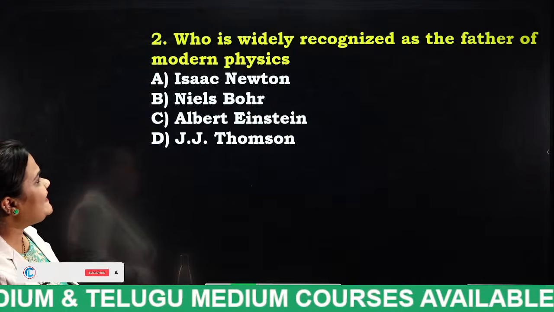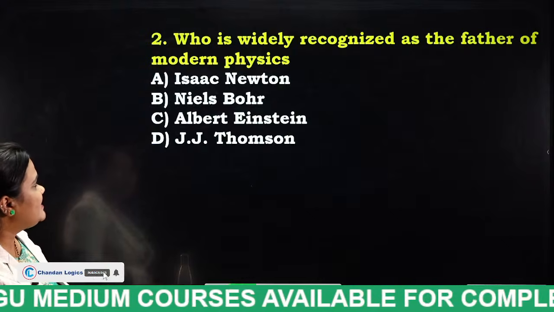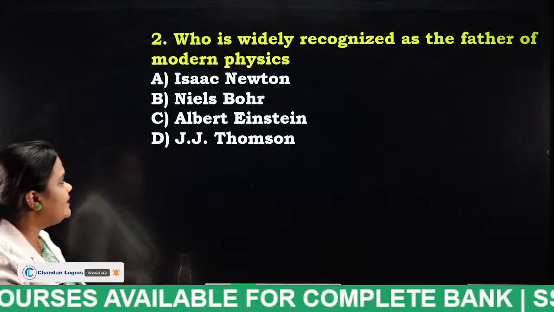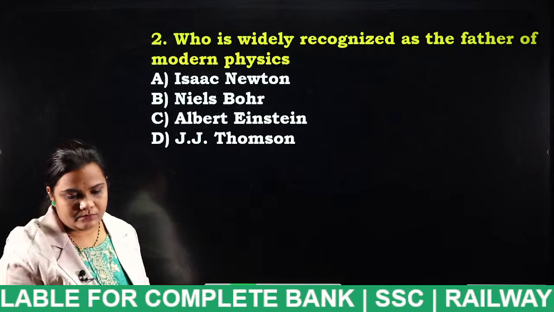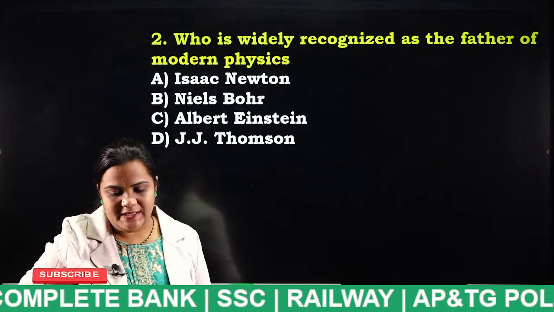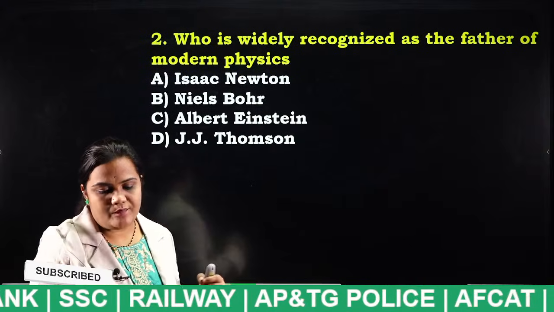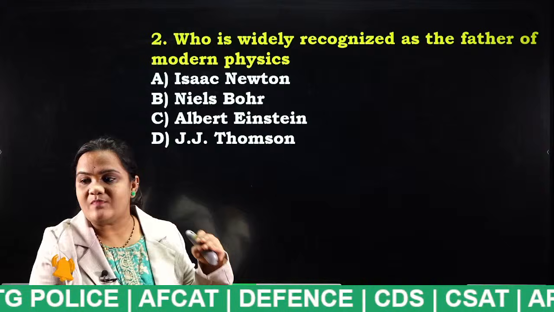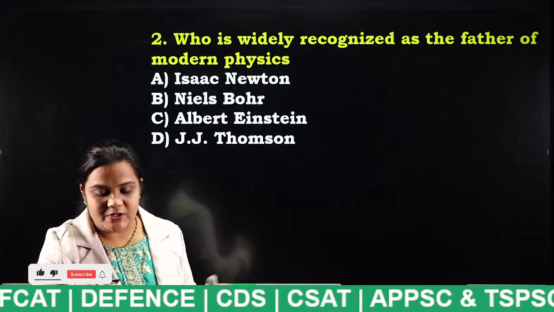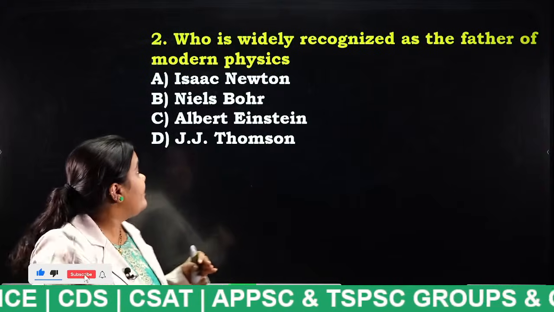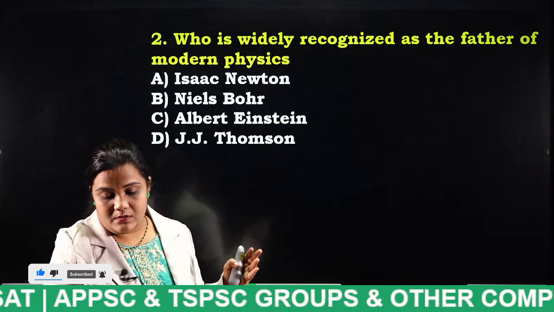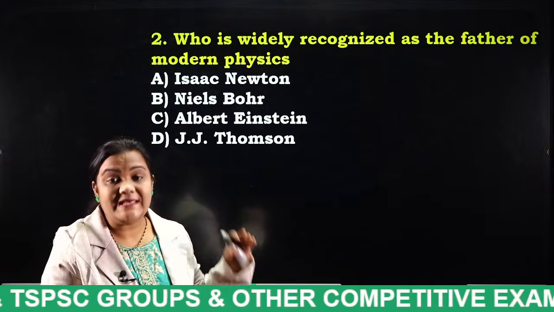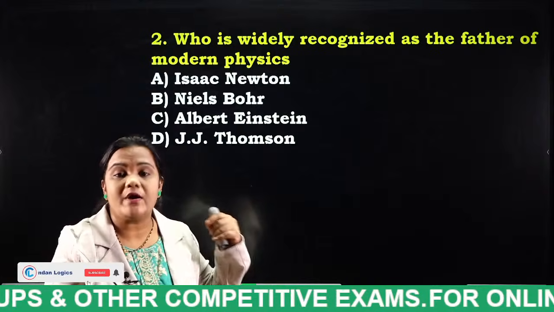Who is widely recognized as the father of modern physics? Isaac Newton, Niels Bohr, Albert Einstein, J.J. Thomson. Who is considered as father of modern physics? So, tell me, students, mention your answer in the comment section. Who is considered as a father of modern physics?